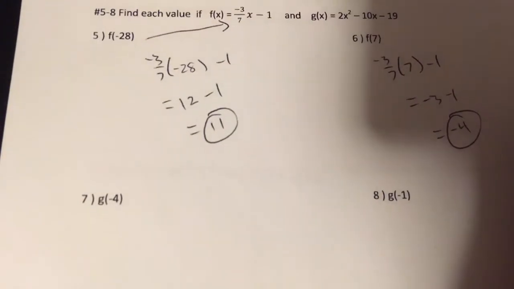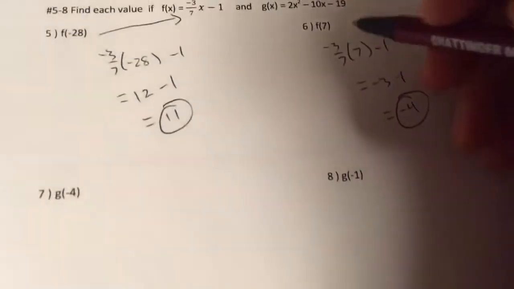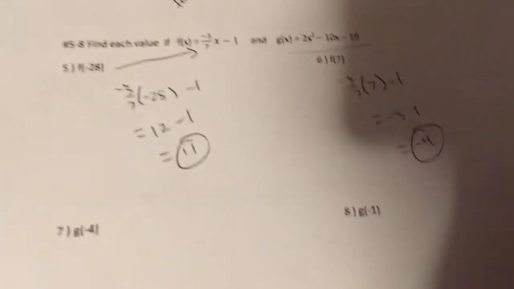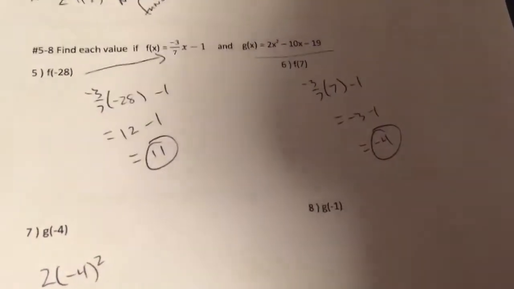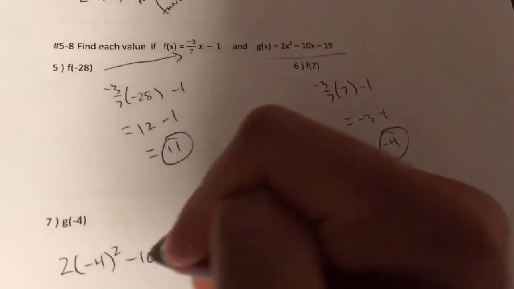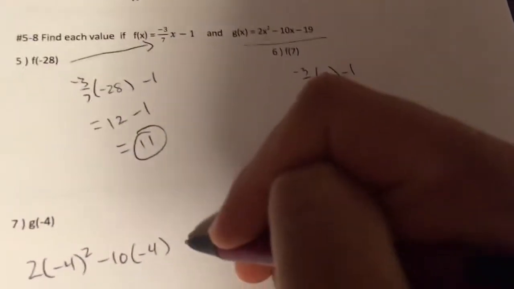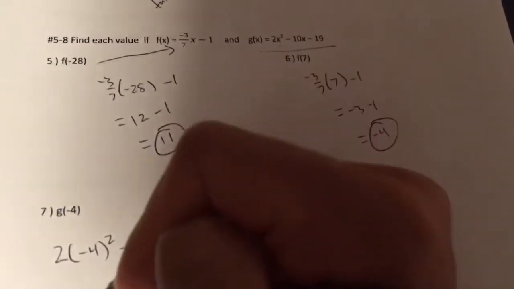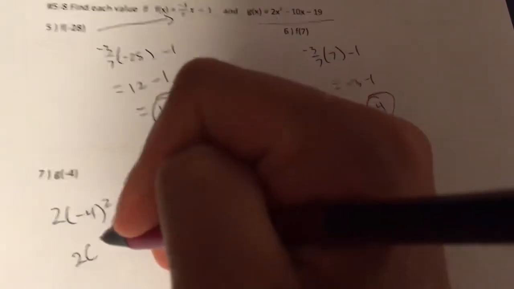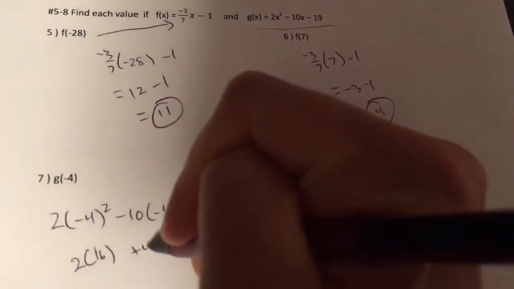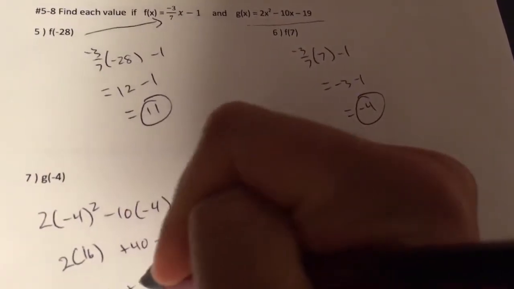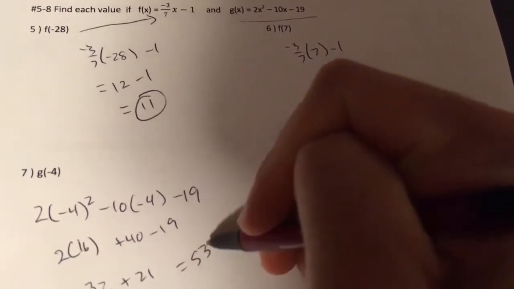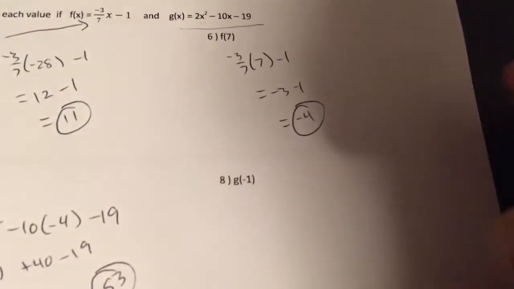Okay, moving on here to g. I'm going to plug it into this equation up here. So g of -4 is 2 times -4 squared minus 10 times -4 minus 19. This is going to give me 2 times 16 plus 40 minus 19. I'm going to get 32 plus 21, which gives me 53 for a final answer.